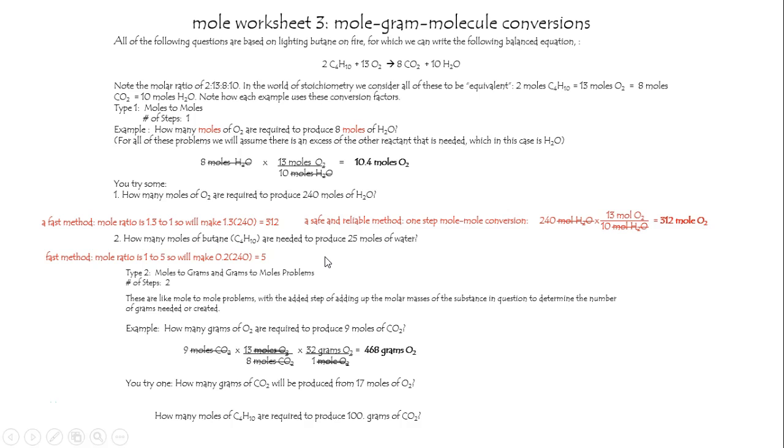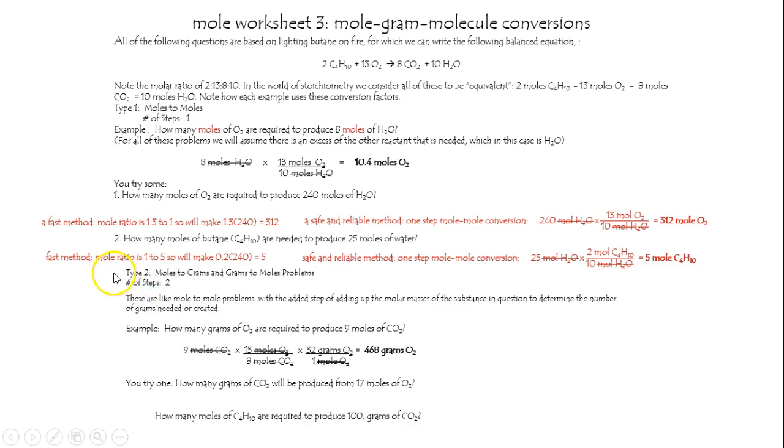Or you can do it the safe way. Start with what you're given, 25 moles of water. Recognize that it is a mole to mole conversion, which is a one-stepper. And then plug in your numbers, and you should get 5 moles of C4H10.